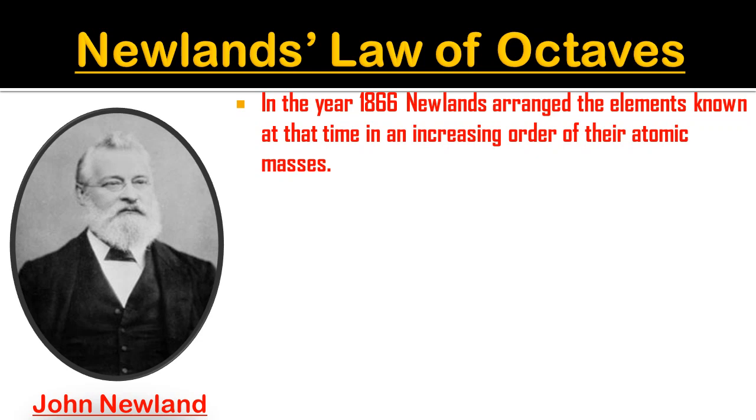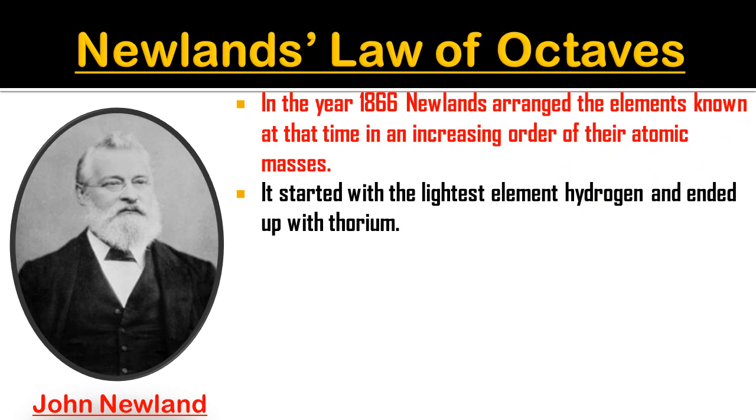Atomic mass includes the number of protons and neutrons present in the nucleus. It started with the lightest element, hydrogen, and ended with thorium. Hydrogen has the least atomic mass, 1.08, and thorium is the heaviest element with atomic mass 232.06. So it started with hydrogen and ended with thorium.